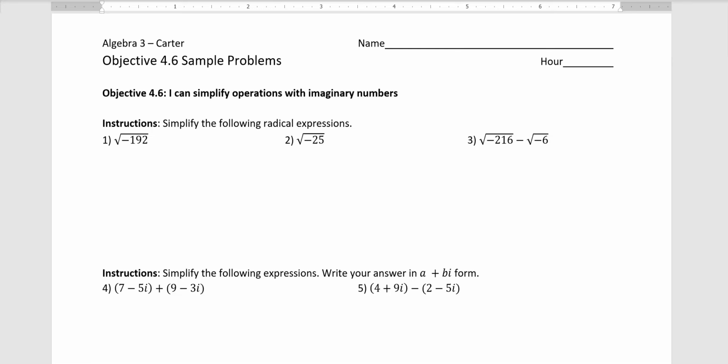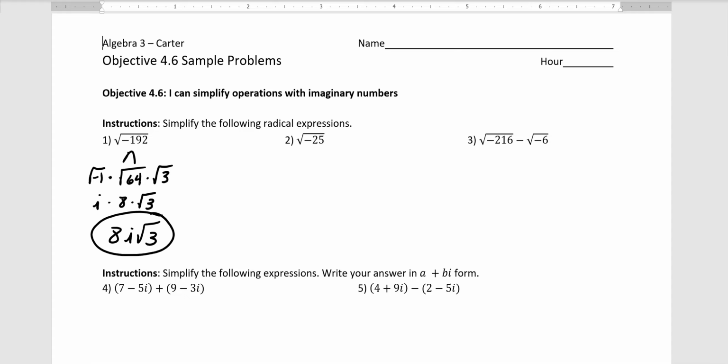Looking at the square root of negative 192, we know we're going to have the square root of negative 1. That's our i. 192, let's see, that'd be 64 times 3, I believe. 60 times 3 is 180, 4 times 3 is 12, yes. So I would get i times 8 times the square root of 3. So we end up with 8i root 3.